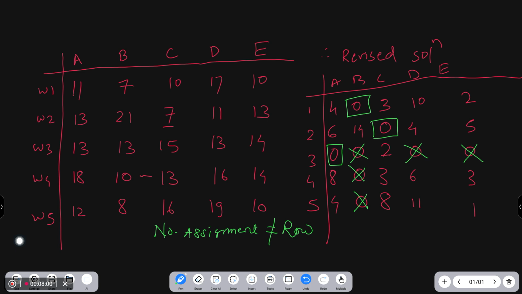The first rule of picking: you have to pick the rows that do not have an assignment. Now see, these two are the rows that do not have an assignment. If I take this one, there is only 10 here, right? Then you have to pick that column. Now in this row, there is only 10, so I have to pick this column, but it's already picked. If it is already picked, then you have to leave it.